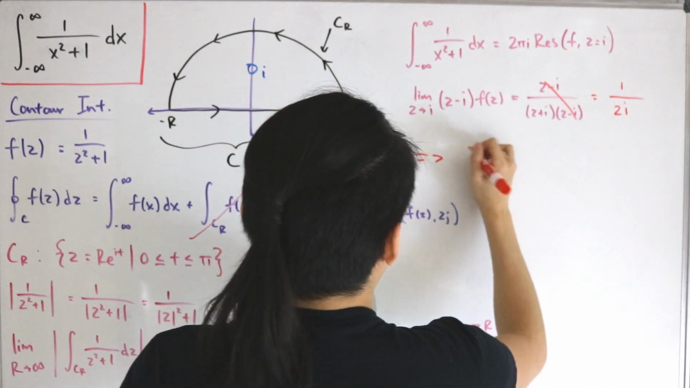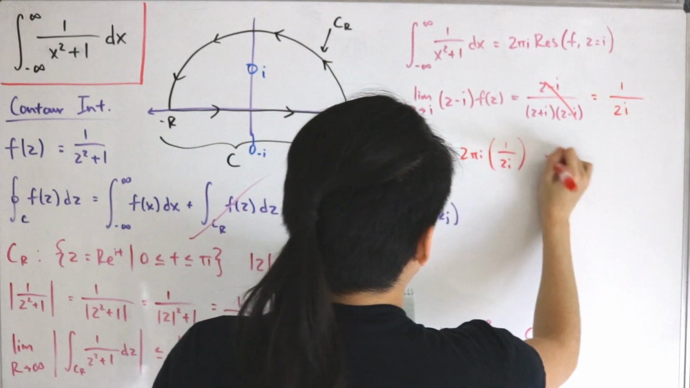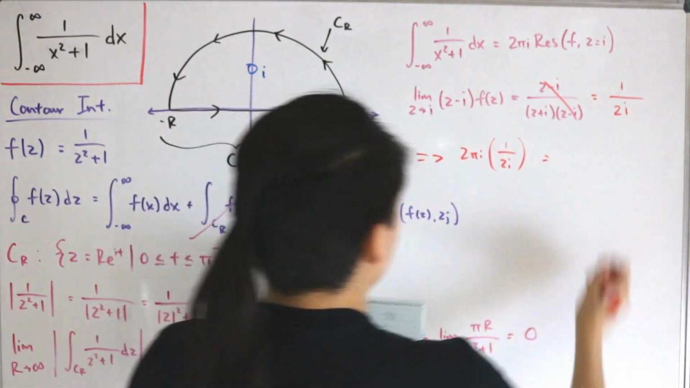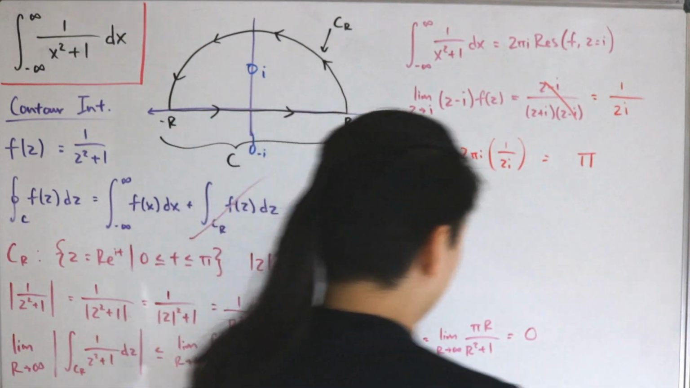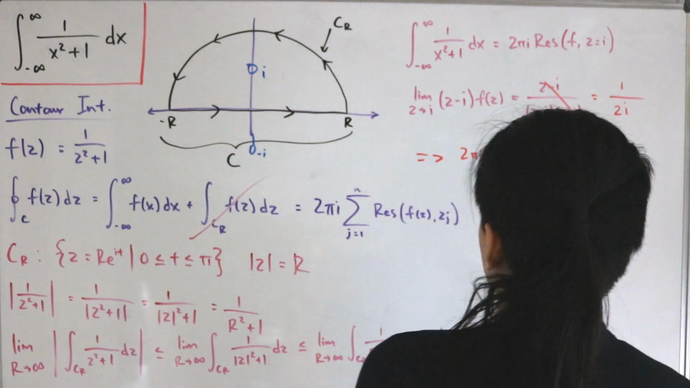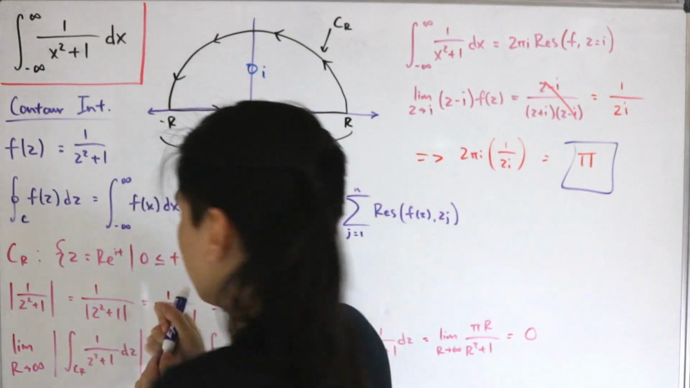So now I have 2 pi i multiplied by 1 divided by 2i. The 2 and the i's cancel, and we're left with the final answer of just pi, which is exactly the same value as we calculated from the easy way of calculating the improper integral. So just like that, that completes everything.